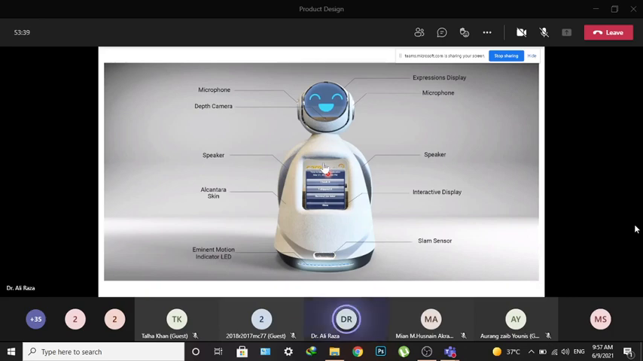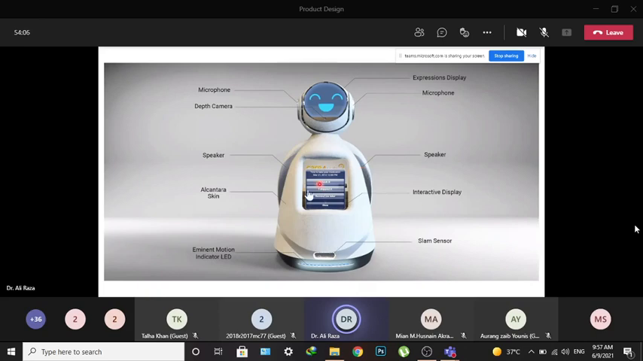You can see the face, you can see microphones, depth cameras, expression display. You have microphones over here, an array of microphones to be precise. You can see the neck now. This neck has got the ability to tilt and pan. You've got the speakers over here, duplex arrangement, so that in a meaningful way the product interacts.